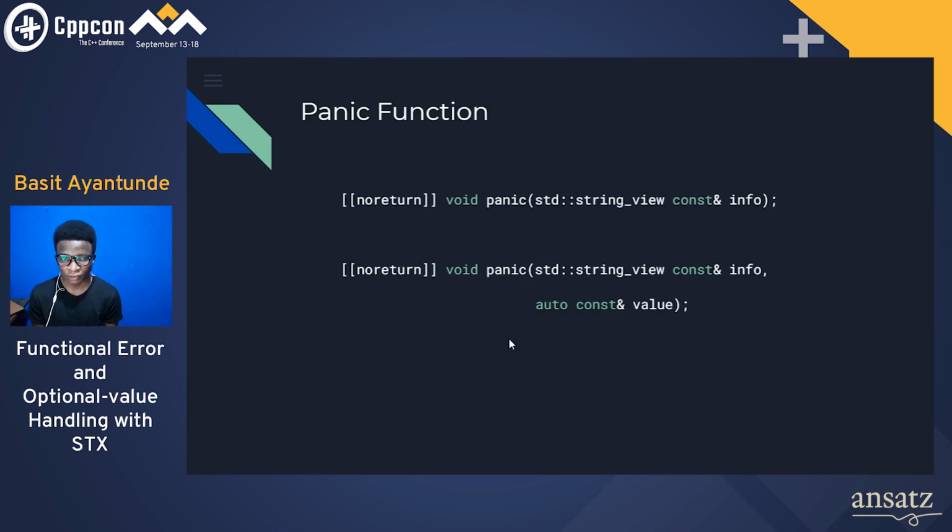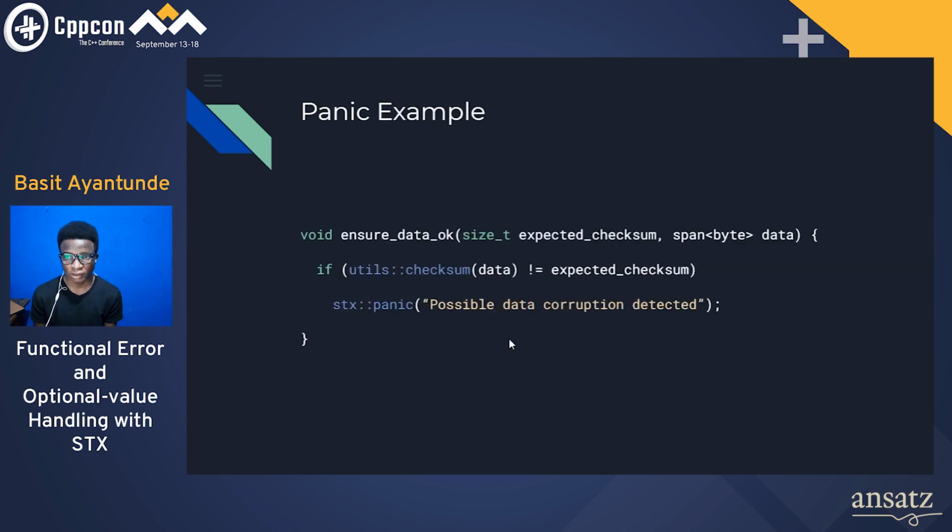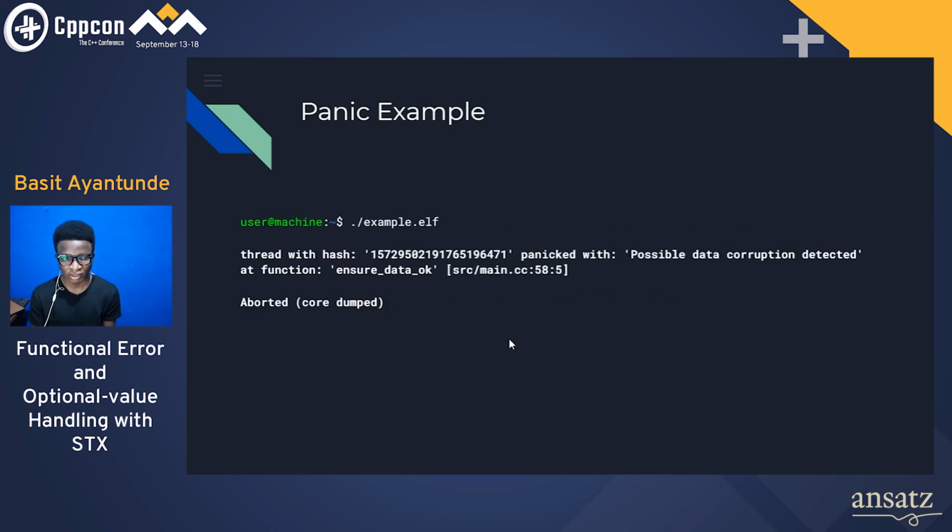Here's the panic function and its function signature. The first overload provides a string view containing information about the cause of the abandonment. We won't be going into detail about the second argument for now. Integrating the panic into our previous example is just as simple as this. And let's see what information we'll get. Here's the information we get. We get more source level information than the previous ones.